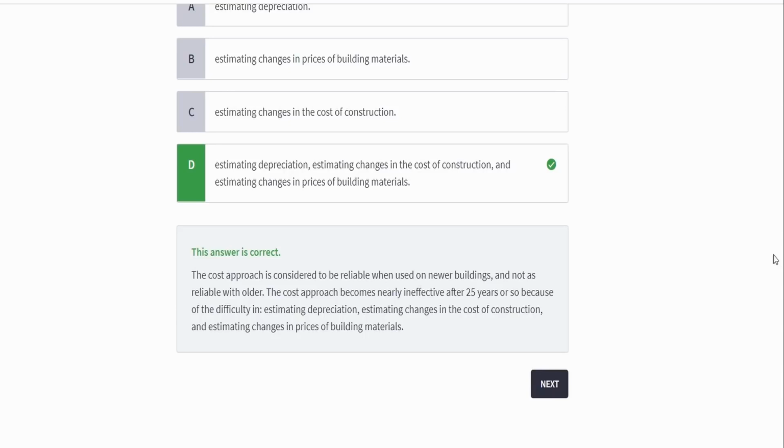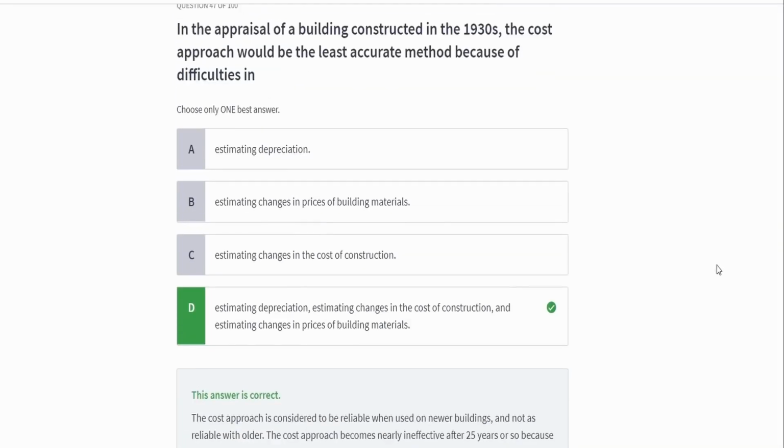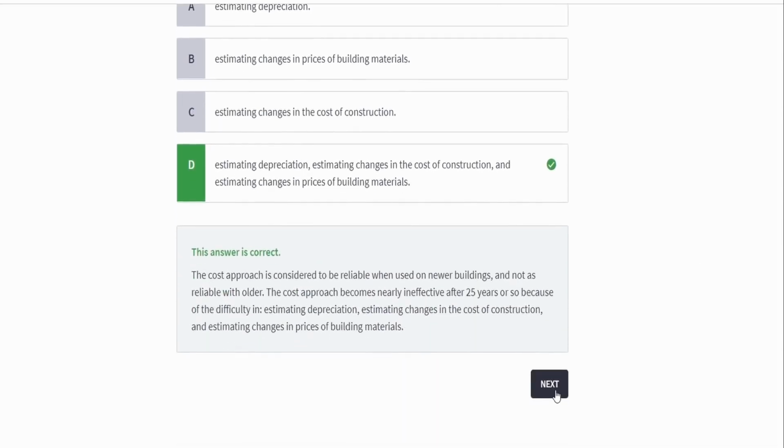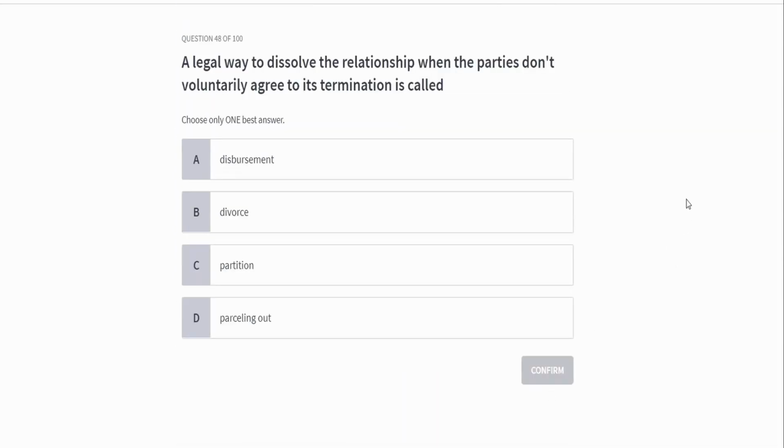Well, let's be honest, guys. After a certain amount of time, it's going to be really difficult to do all of those things listed. Again, depreciation, changes in cost of construction, changes in prices of building materials. That's why the cost approach becomes nearly ineffective after 25 years or so, because it's so difficult to calculate all of those things. But yeah, so hopefully you guys understood that one. Let's move on.